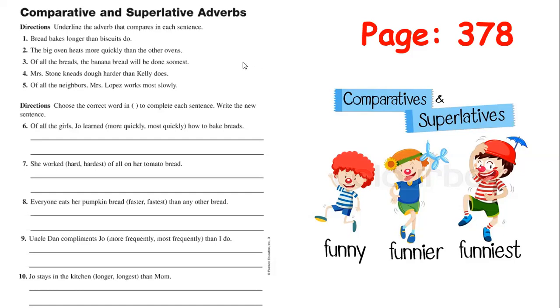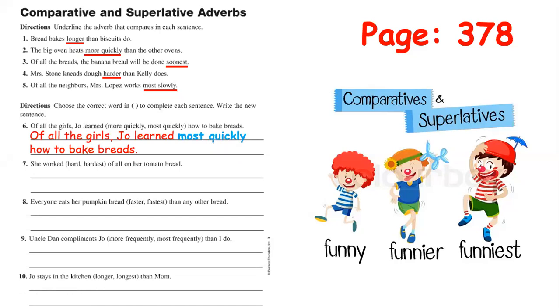Bread bakes longer than biscuits do. Longer is the adverb. Number 2, more quickly. Number 3, soonest. Number 4, harder. Number 5, most slowly. Number 6, of all the girls, we are comparing one with a group, all. If we see the word all, this is a clue word, okay? All means superlative. So what do I choose? Most quickly. The answer is written in blue.